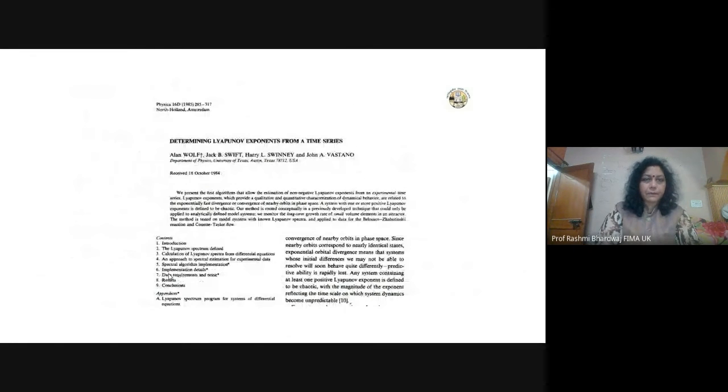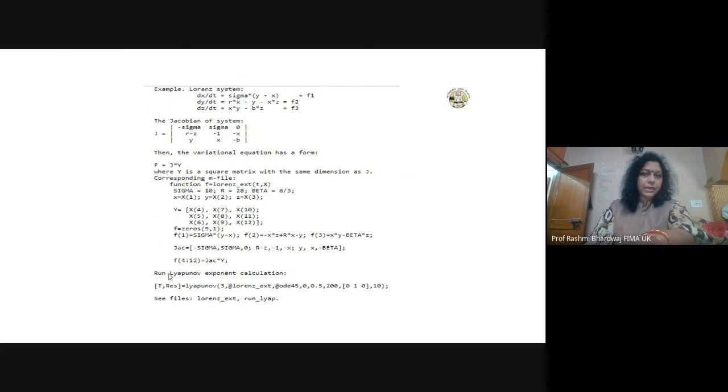And this is the paper, published in Physica in the year 1985. Wolf basically gave the first idea about determining the Lyapunov exponent from a time series. So this is the algorithm and the program given by Wolf, and this is giving the complete Lyapunov exponent. And I have applied this program for the Lorenz system.